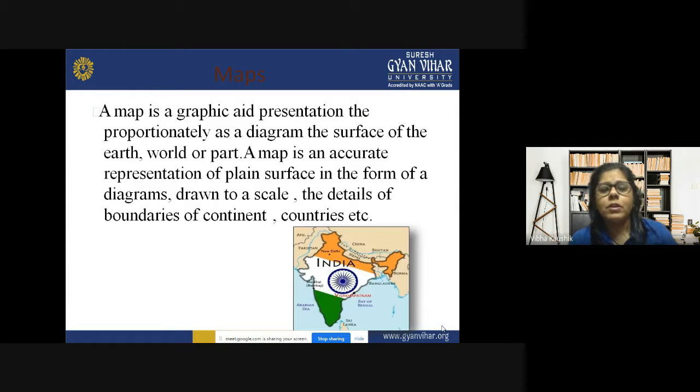So it's a graphical aid which is helping the students to understand that these are the continents, these are the boundaries of the different continents, these are the different countries, and these are the boundaries and specific features of a particular country.